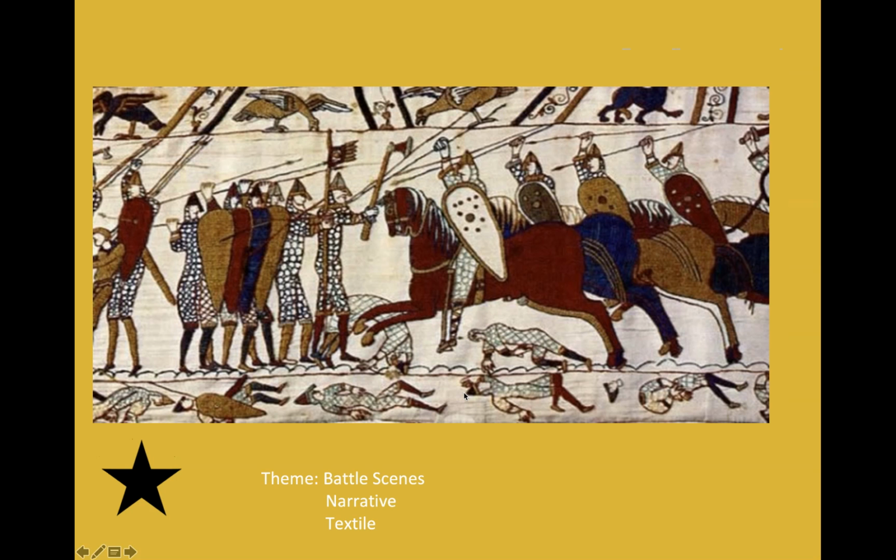This is the actual battle scene. This is the charge against Harold by the cavalry. We see the dead at the bottom. Here's someone that's dead and his head is missing. Here's another dead person, some more dead people being trampled by the horses. We have soldiers with axes and spears and things like that. But this is clearly the men on horseback, the Normans. William's people are clearly defeating Harold's people.